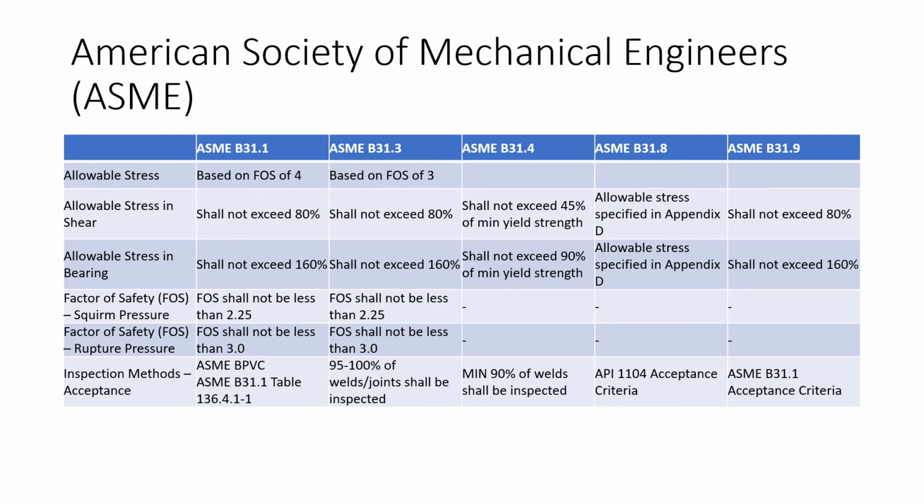Here is a table for a quick look comparison between several ASME B31 codes regarding the design allowable stress, factors of safety, and acceptance inspection method criteria. B31.3 is the more stringent code regarding allowable stress, being based on a factor of safety of 3 and with 95 to 100% of all welds and joints being inspected for defects.